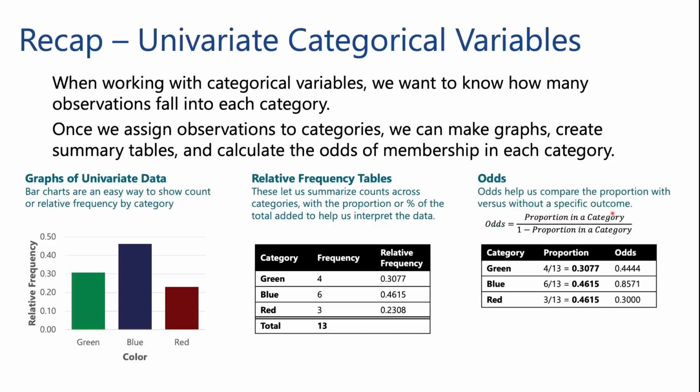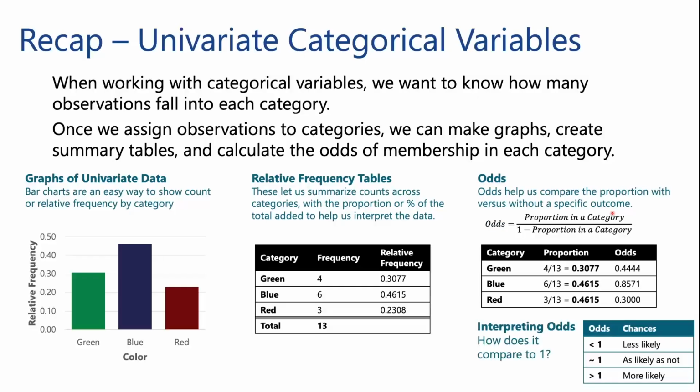And we touched on odds, which let us compare the proportion with versus without a specific outcome. And for odds, just remember that the real reason we do these odds and the reason it's useful is that it helps us think about the chances for or against it happening. So whenever you're looking at odds, always remember you're thinking about, is it less than 1? Is it about 1? Or is it more than 1?